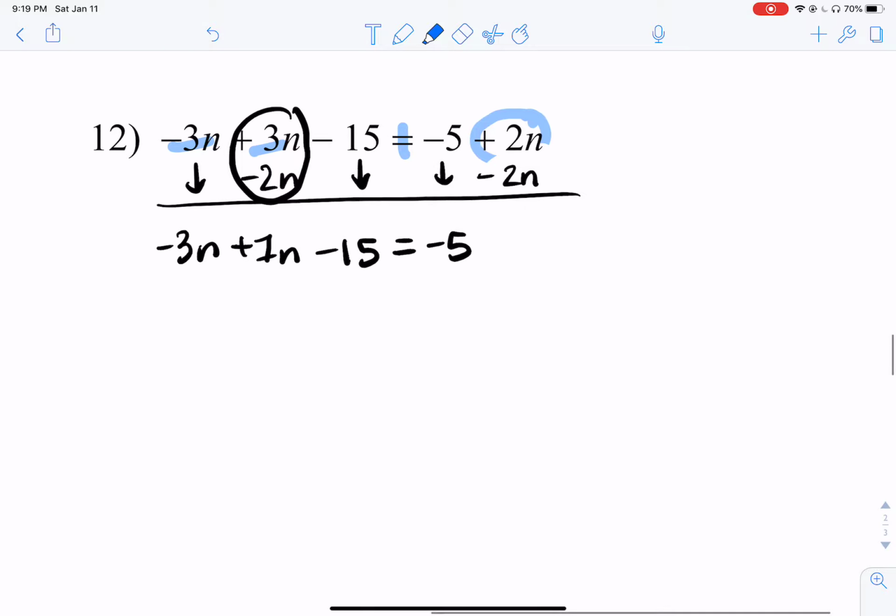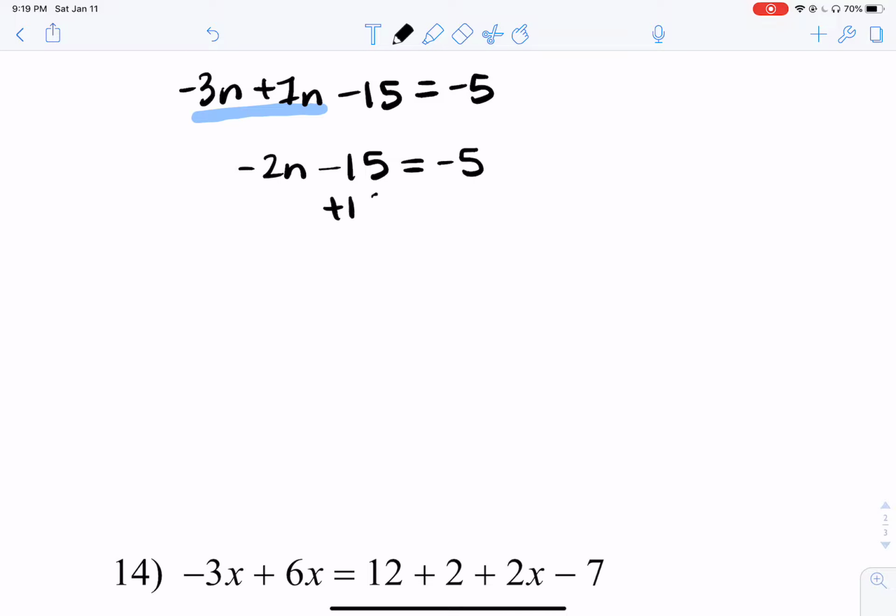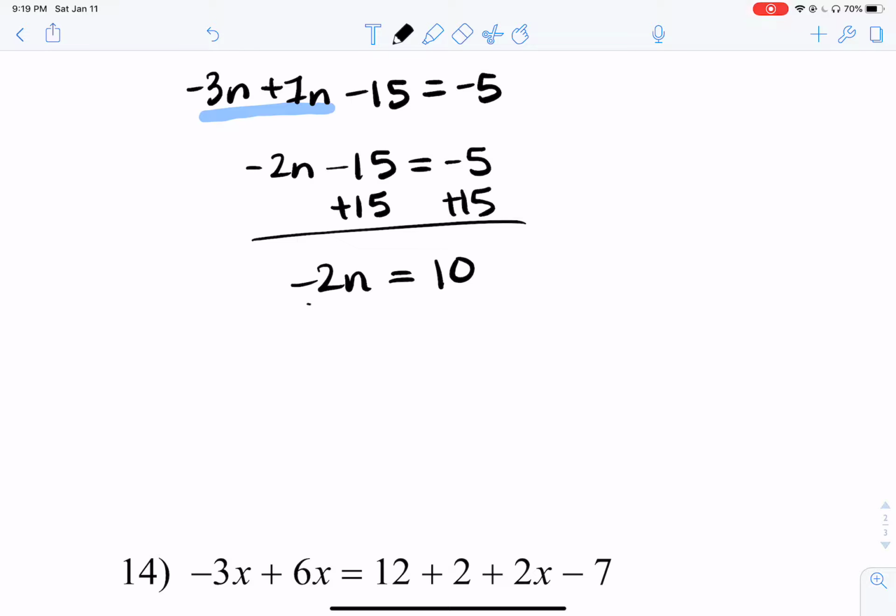Now, because I don't have any variables on the left side, again, I can now simplify by combining these two. These two have the same variable. So I can combine those, and negative 3 plus 1, that's equal to negative 2n. Minus 15 is equal to negative 5. I add the 15 to both sides, and negative 2n is equal to positive 10. Negative 5 plus 15 is 10. Then again, the last step is to divide by the coefficient. So I'm going to divide by negative 2, and n is equal to negative 5.